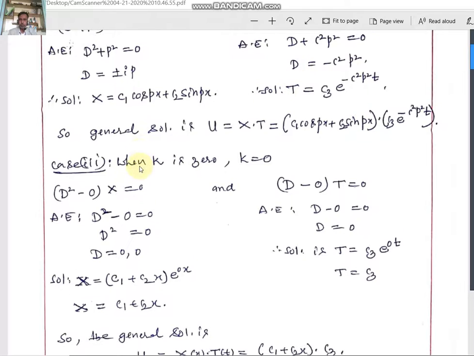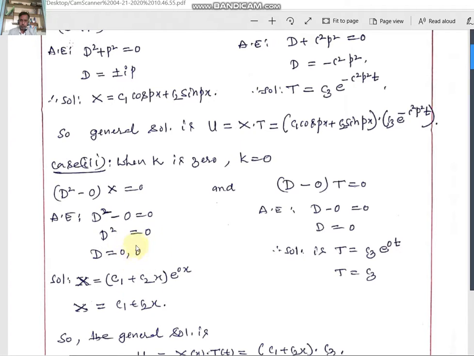Similarly, case 3. In case 3, we select k equal to 0. When k is 0, our original ODEs will become (D square minus 0) x equal to 0 and (D minus 0) t equal to 0. When this is 0, D square equal to 0 is the auxiliary equation, or we can write D into D. So we get two values for D: D is 0, 0. This is a repeated real root.